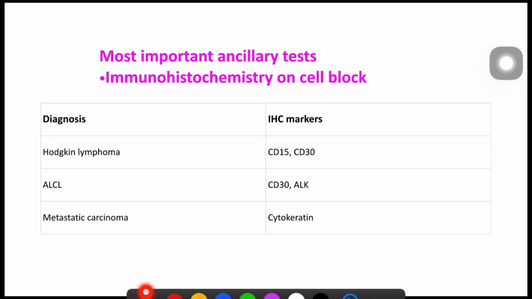So, in this type of algorithm pattern or cellular aggregate pattern, the most important ancillary test is IHC on cell block. So, if you have Hodgkin's lymphoma in differential diagnosis, go for CD30 and CD15. Anaplastic large cell lymphoma, CD30 and ALK, and metastatic carcinoma, you go for cytokeratin.